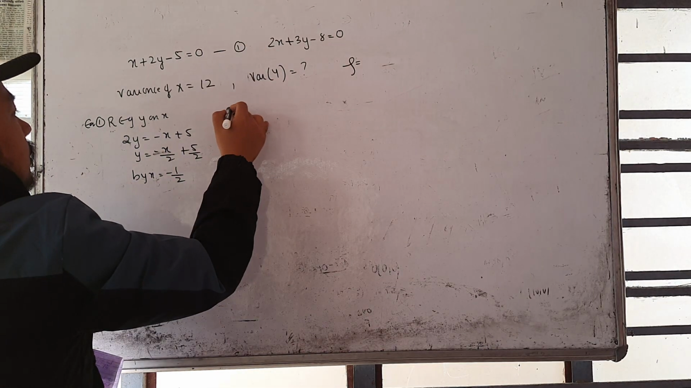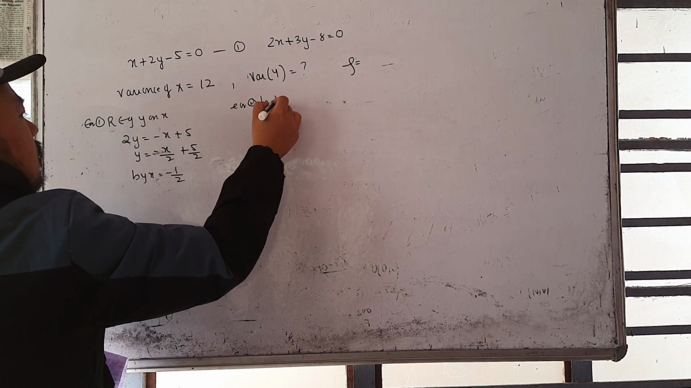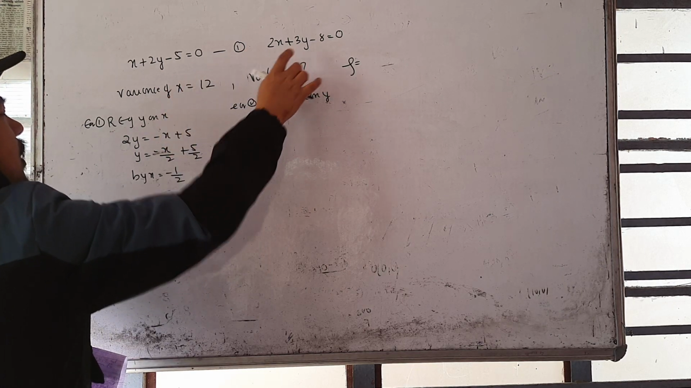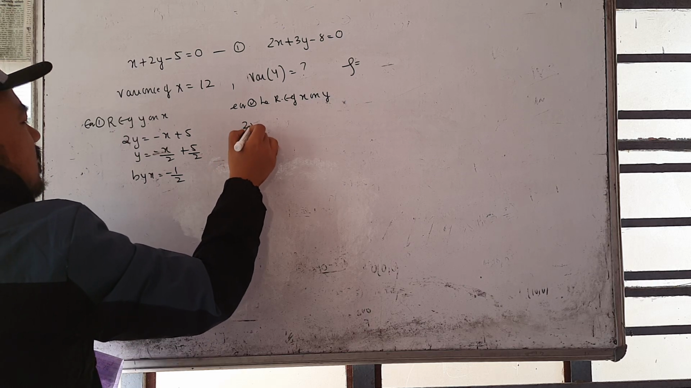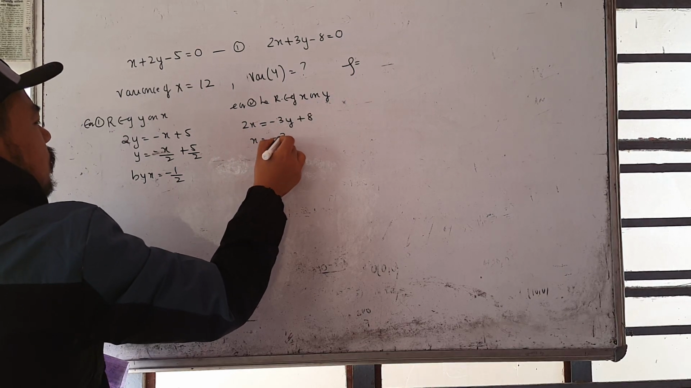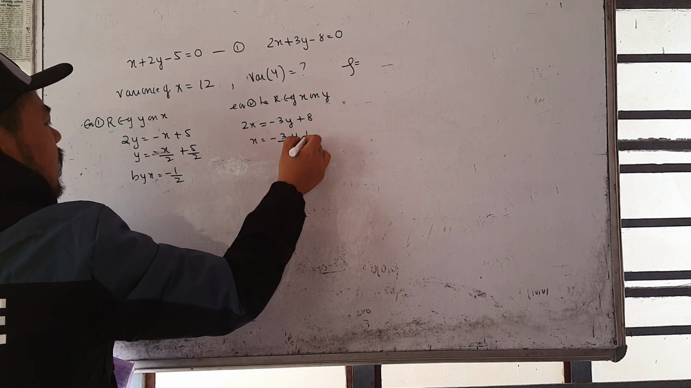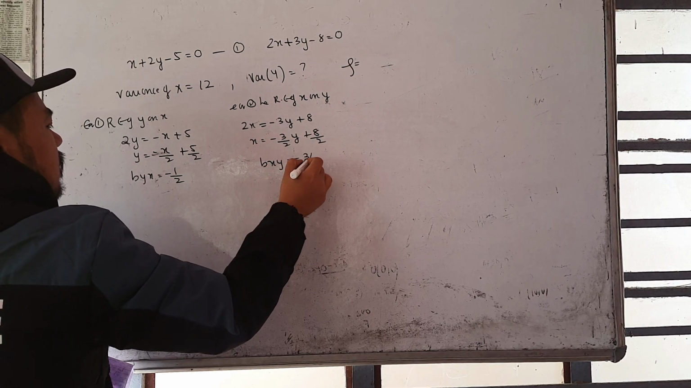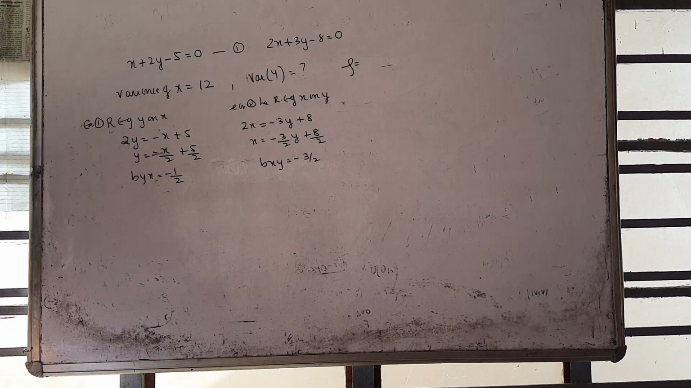What about equation 2? Regression equation of, this is y on x, so this becomes x on y. So make x the subject: 2x equal to -3y plus 8. So x equal to -3 by 2 y plus 8 by 2. So what is bxy, everyone? -3 by 2. I hope you are understanding this.